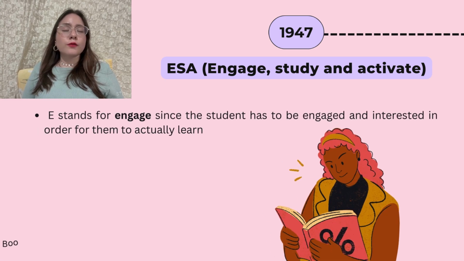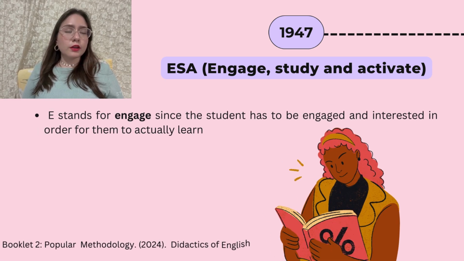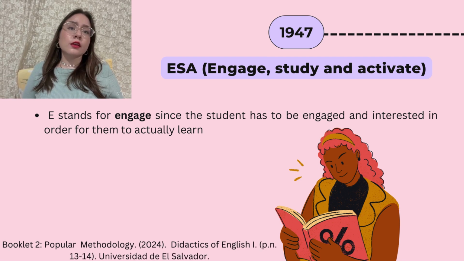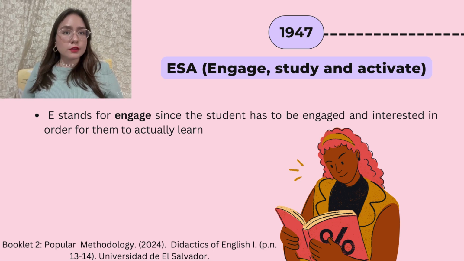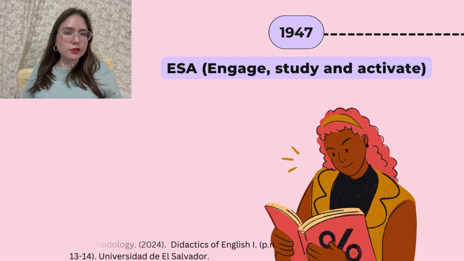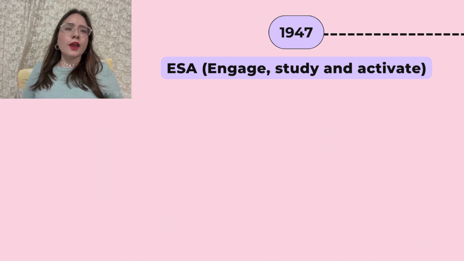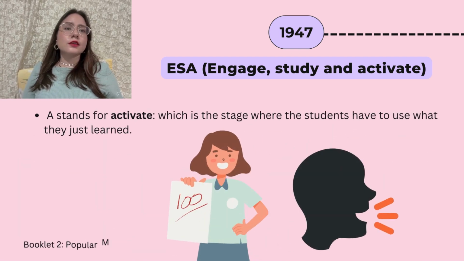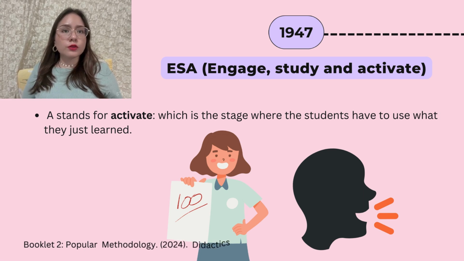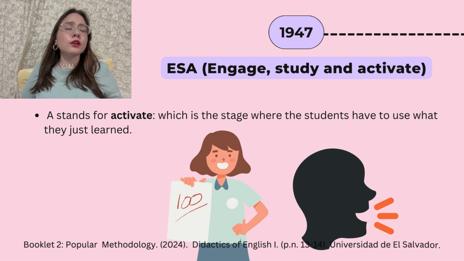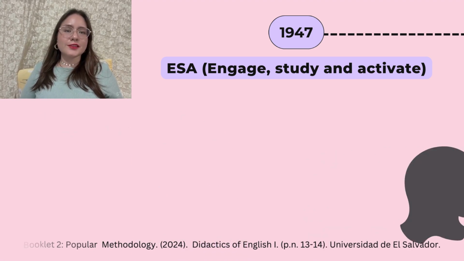E stands for engage, which means that a student cannot properly learn if this student is not engaged and is not interested in learning a new language. S stands for study, and A stands for activate. This is where the student is going to use and reproduce what they just learned in the S, which is the study process.